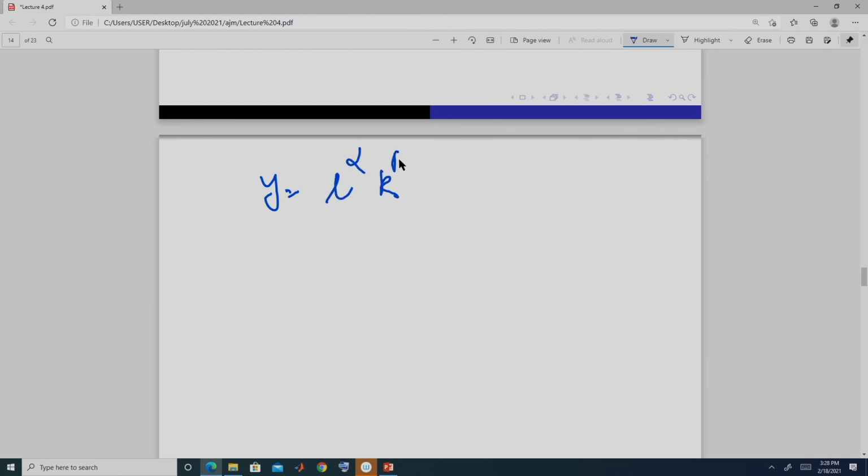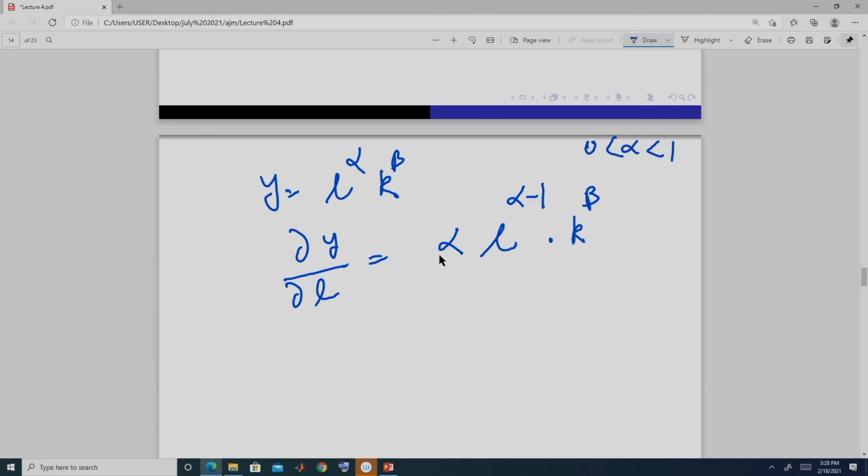Suppose our production function is the Cobb-Douglas production function. So, it is like this, then this is right, and we know alpha lies between 0 and 1. So, this is actually like this. So, it means what?